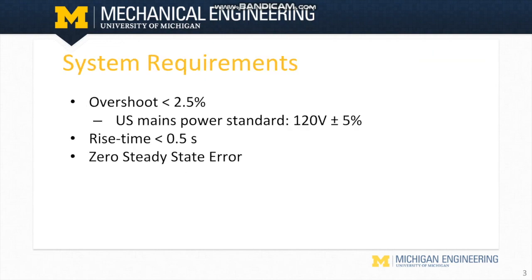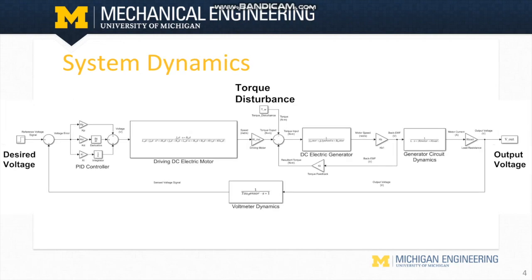DC motors. The system requirements we chose were to limit overshoot under 2.5%, and we wanted to keep our rise time under 0.5 seconds so that way the response for when additional load is required is quick, and we wanted zero steady state error. This is the block diagram.